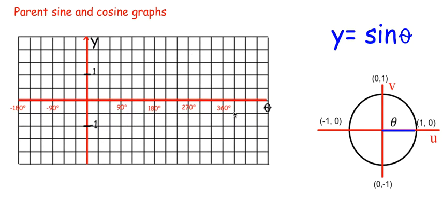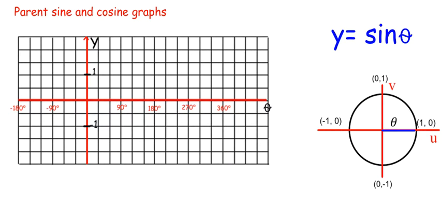Here's a video about parent sine and cosine graphs, which you need to know really well in order to do transformations of these graphs, dilating them, translating them, etc., which we'll do very soon. So here I've got a unit circle, and I've got the axes marked, or the coordinates of each point on the axes marked on this unit circle.